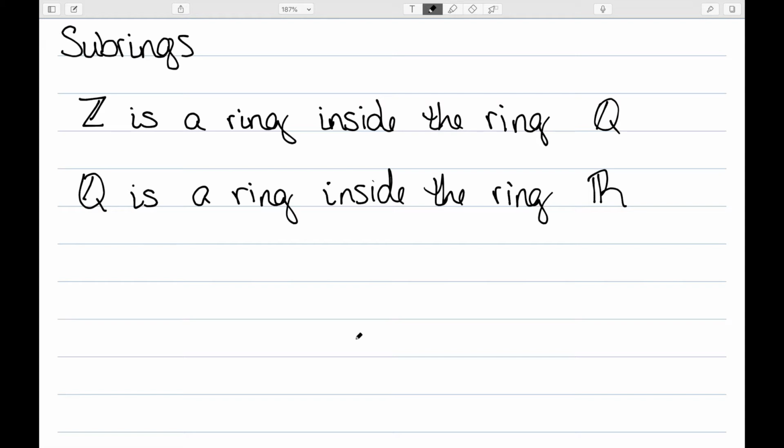This notion of subrings is the precise analog for rings of the notion of subgroups for groups. So what exactly do we need to satisfy a subring? For a group, we know we needed a subgroup to be closed under inverses and the group operation, but what about for rings?